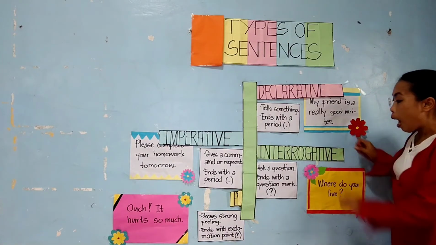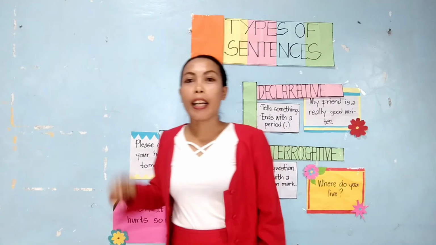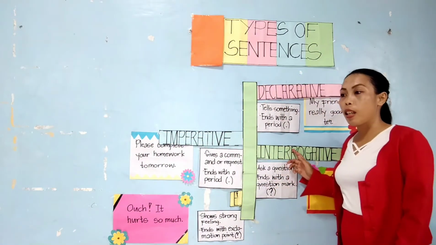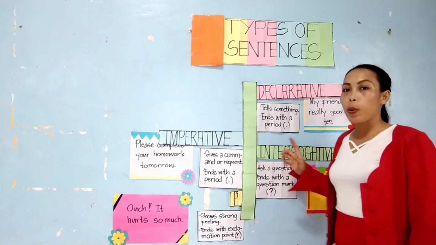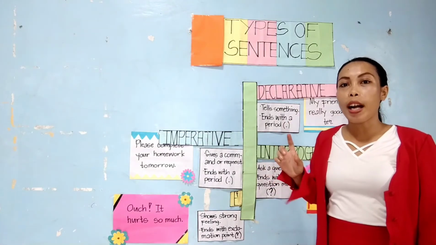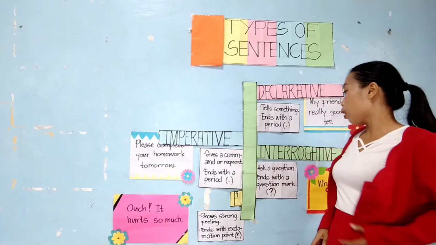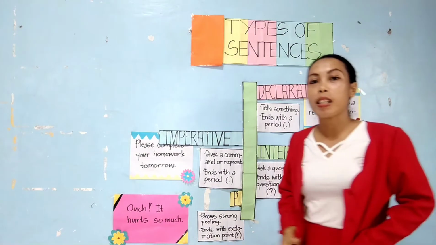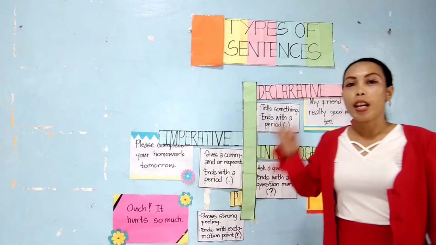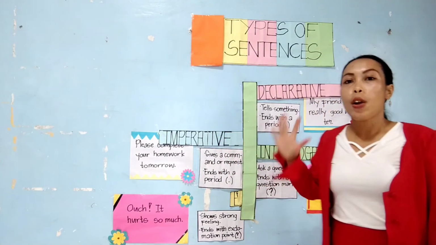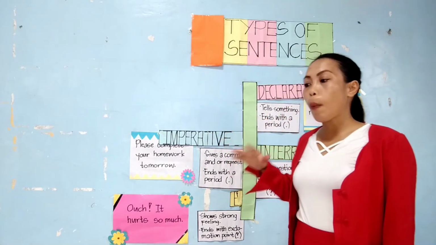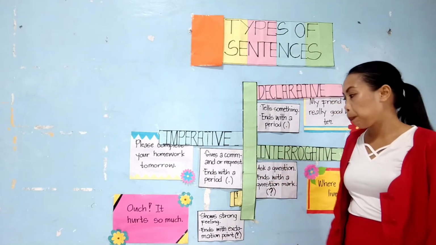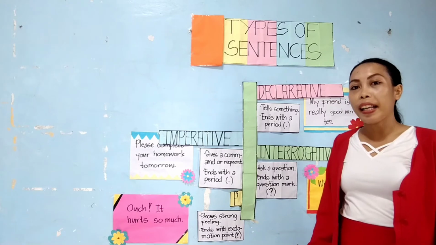But I have here a keyword to start an interrogative sentence. The WH question is a word used to start an interrogative sentence. The what, the where, the who, the when, and the how. Those are the words that we are going to use in constructing an interrogative sentence. I have here another example.